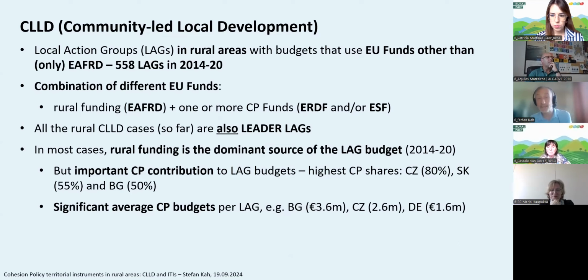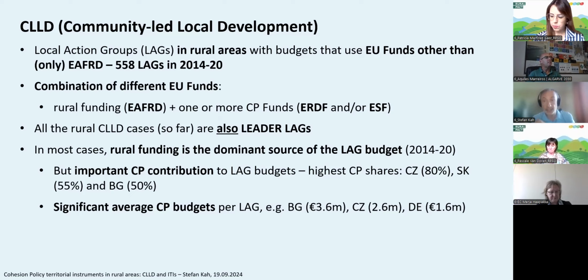First one is CLLD, community-led local development. This is, if you want, the translation of the LEADER methods. Some of you will be familiar with LEADER, and also other parts of territories. There are urban CLLDs, but what we're looking at here is CLLD in rural areas, defined by the fact that they are using funds other than just the rural funds. Of these, we had 558 in 2014-20. I'll show you a map in a moment.